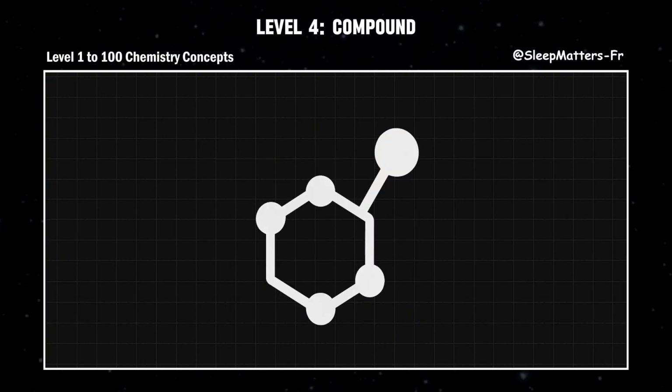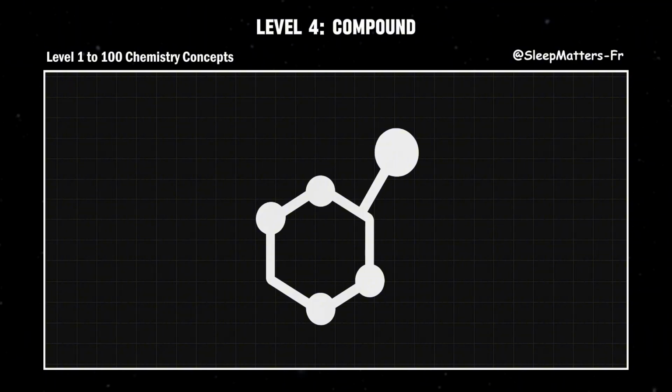Level 4. Compound. A compound is not just a mix. It is a transformation. It is when 2 or more elements bond chemically to become something completely new. Water is a compound, but it is not just hydrogen, a flammable gas, and oxygen, which fuels fire. Together, they become a liquid that puts out flames.